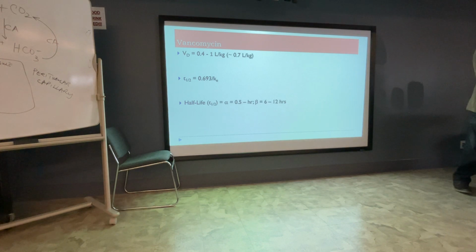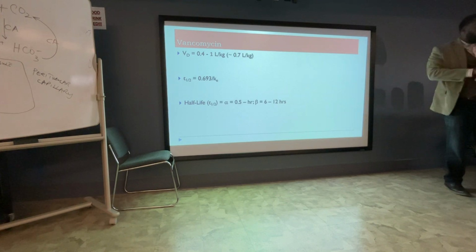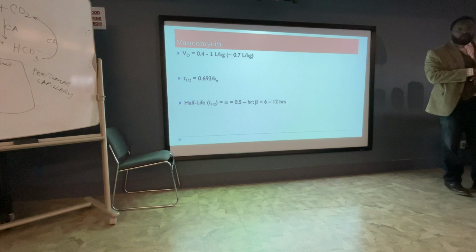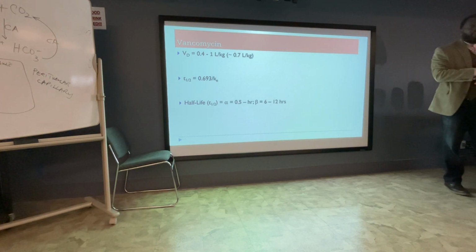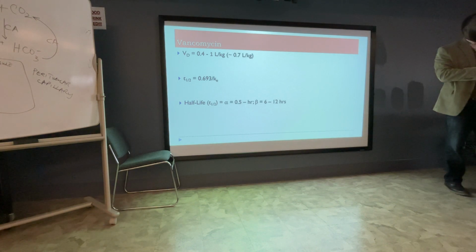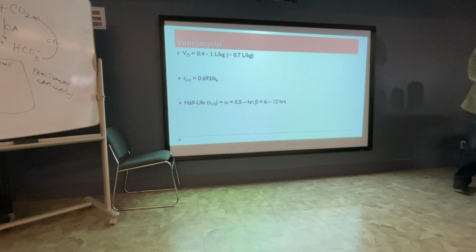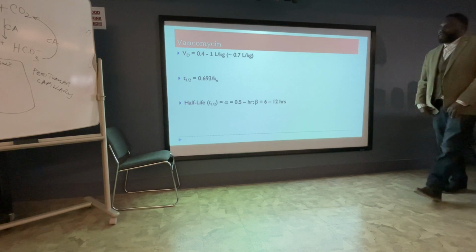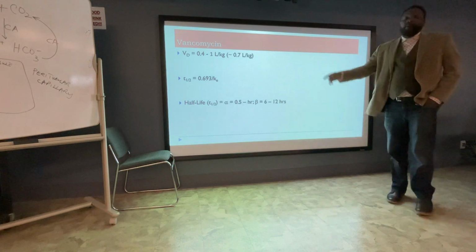So we see, does vancomycin have a wider or a smaller distribution than aminoglycoside? Wider? You say wider? Anybody going for smaller? Same? How would I know? Because the other one was 0.25. This one is 0 to 1. Exactly. This isn't hard. So it's a wider volume of distribution.